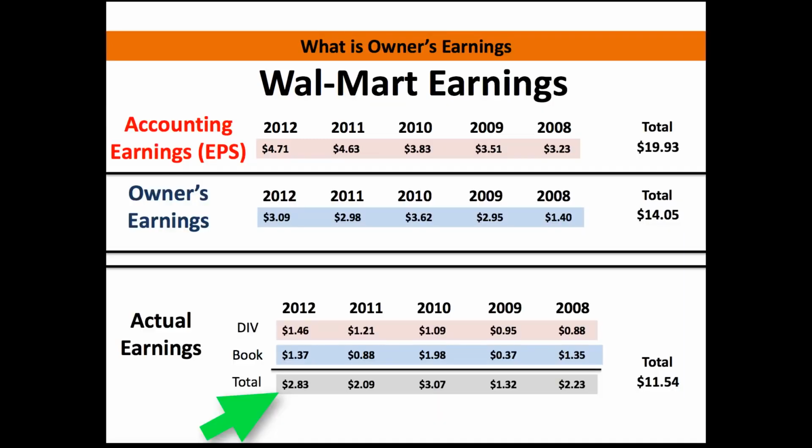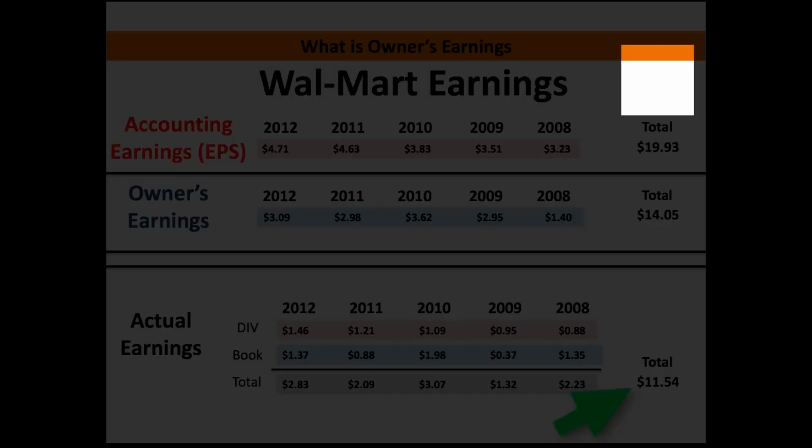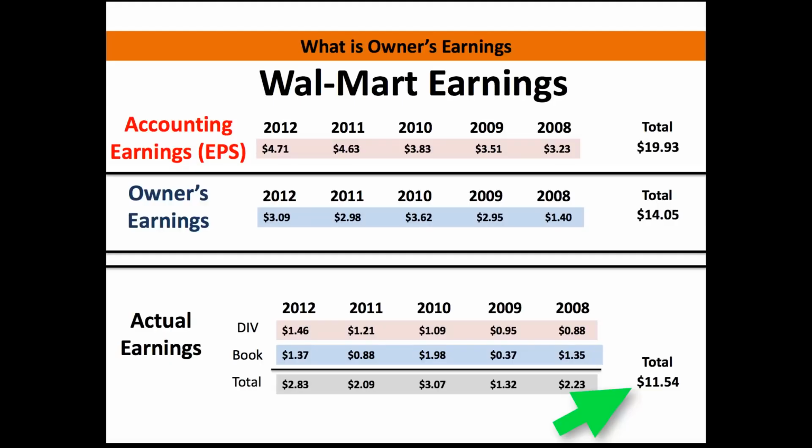And so I added up all of those dollars that you would have received as a shareholder if you owned Walmart from 2008 to 2012. You would have received $11.54, either indirectly paid into the book or paid directly to you as a dividend. What I find really interesting here is the very top number, where we had the accounting earnings. If we were going straight off that EPS, we would assume we'd be paid $19.93 if we had owned one share of Walmart throughout that time frame.